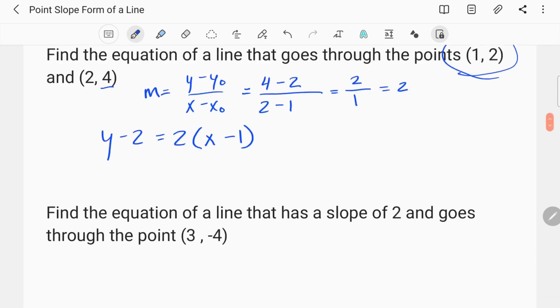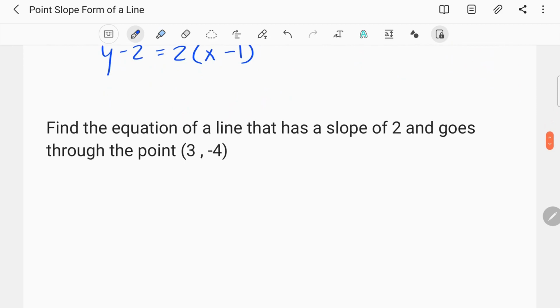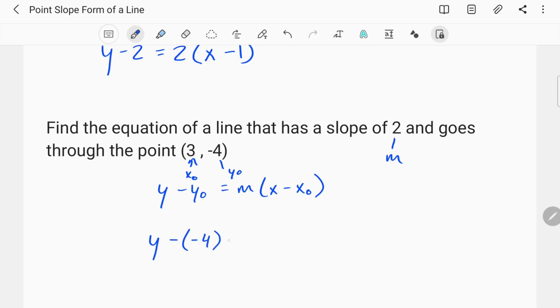And that's it. All right, find the equation of a line that has a slope of 2 and goes through the point (3, negative 4). So we know our equation y minus y naught equals m times x minus x naught. This is our x naught, this is our y naught, and this is our m. So we just plug it in. y minus negative 4 equals 2 times x minus 3. Now we simplify. y plus 4 equals 2 times x minus 3.